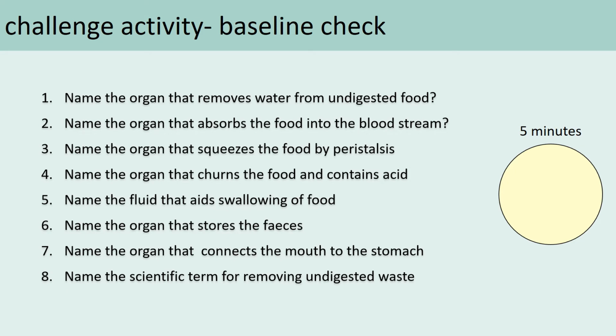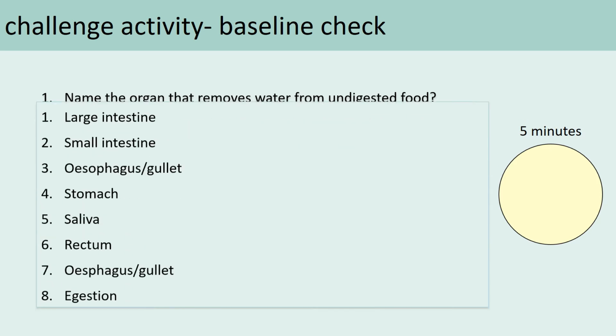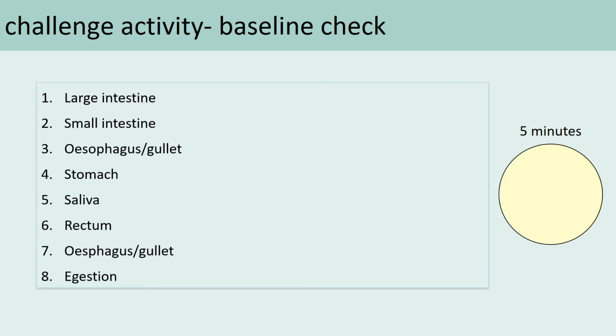Number 5, name the fluid that aids swallowing of food, the saliva. Number 6, the organ that stores feces is the rectum. Number 7, the organ that connects the mouth to the stomach is the esophagus again, or gullet. Number 8, name the scientific term for removing undigested waste. It is egestion. Egestion. And those are the words if you're unsure about the spelling.